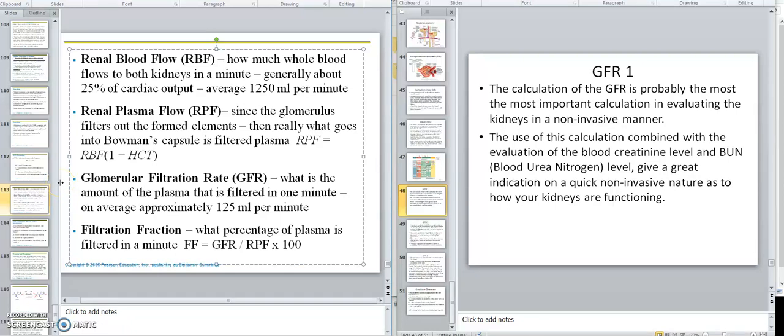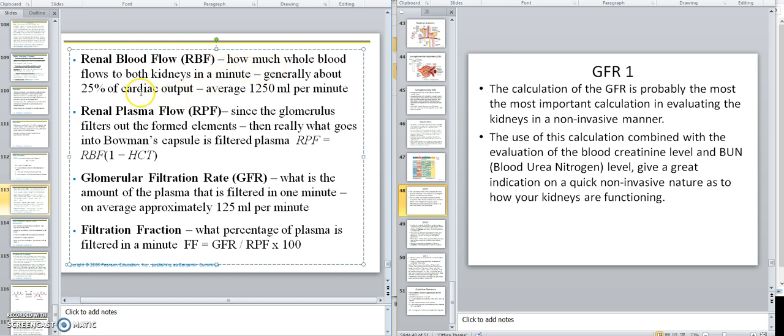Okay, class, where we are now is to talk about the calculation of what we call the glomerular filtration rate. Let's review and see where we are. Going to the kidney, we have what we call the renal blood flow. That's the entire blood flow to both kidneys: whole blood, formed elements, and plasma.